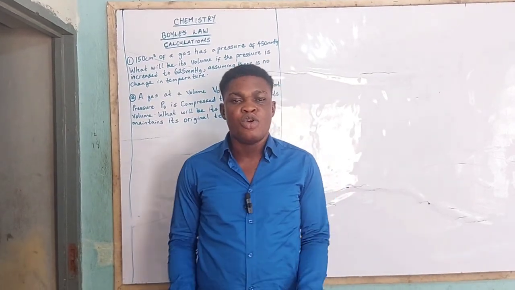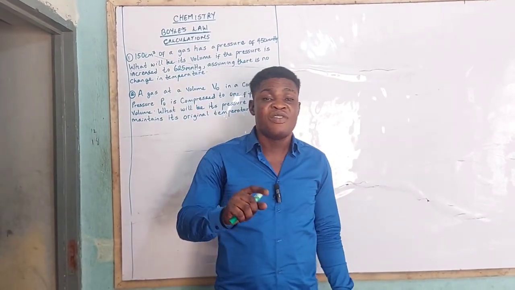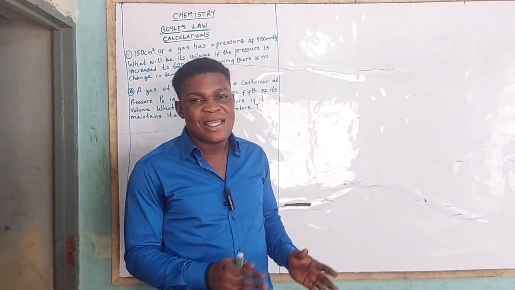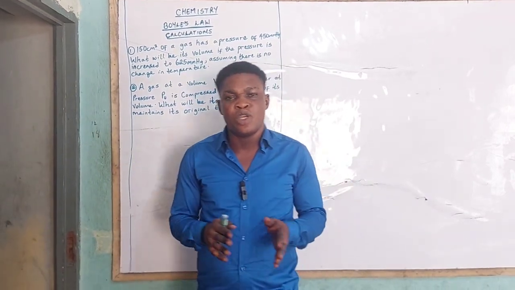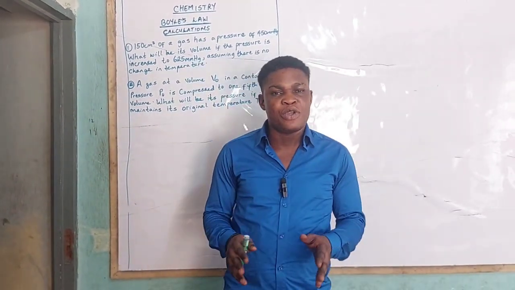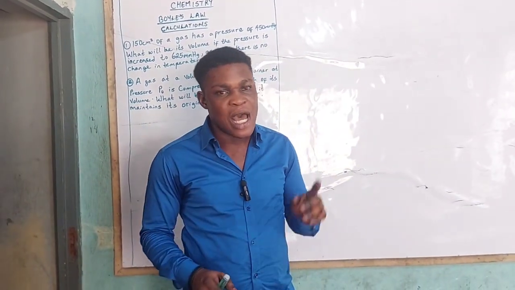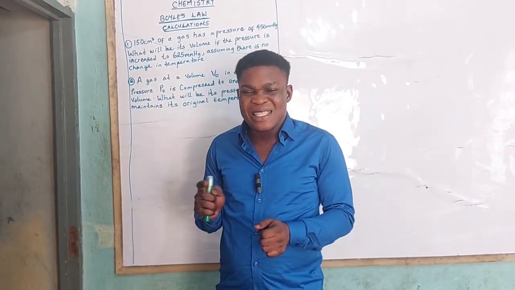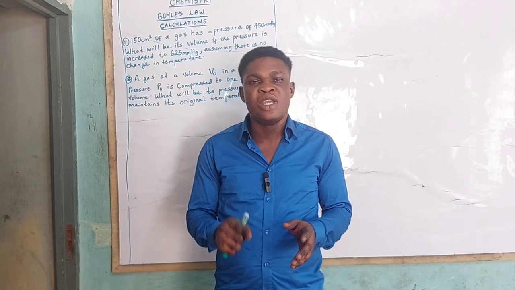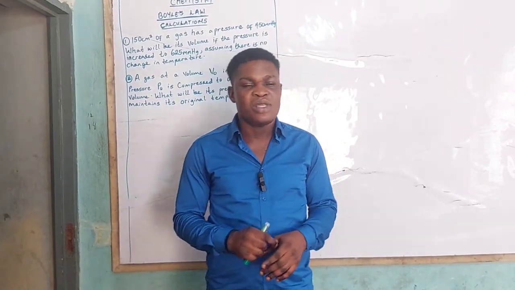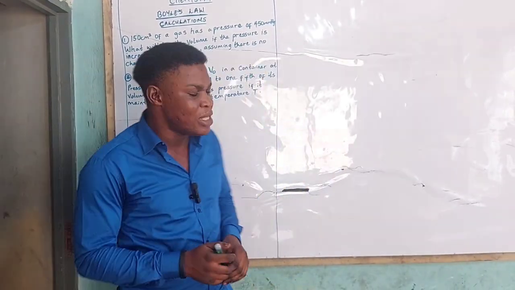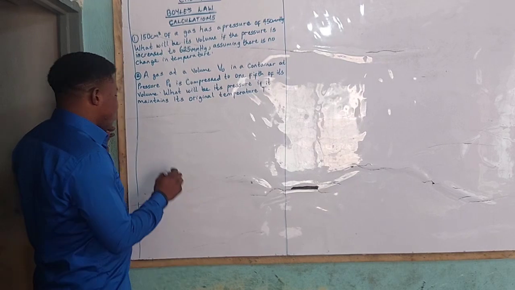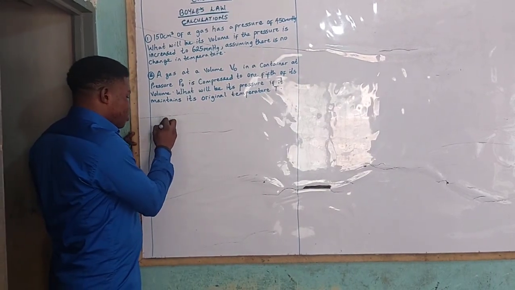Now, what is Boyle's law? Boyle's law states that the volume of a given mass of a gas is inversely proportional to its pressure, provided that the temperature is kept constant. I repeat, the volume of a given mass of a gas is inversely proportional to its pressure, provided that the temperature is kept constant. That is how we have the mathematical expression of Boyle's law.